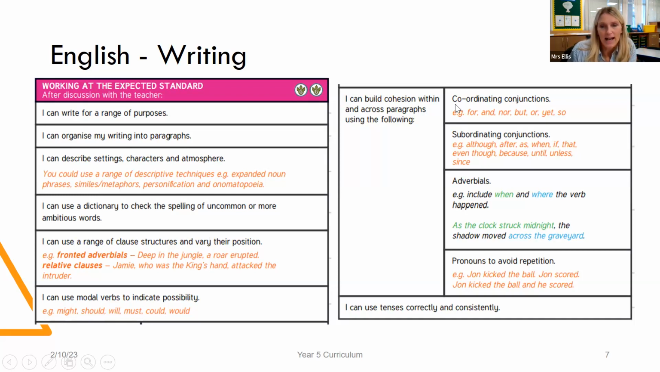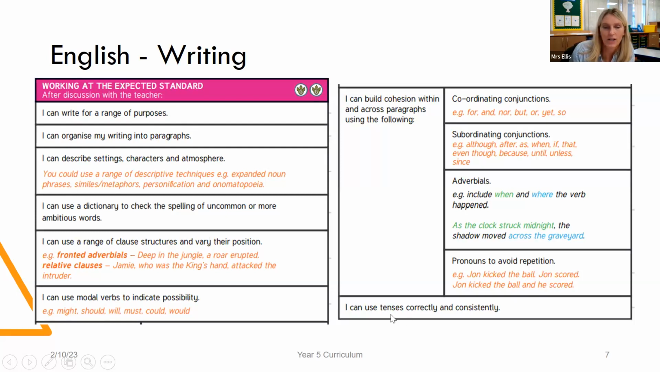And then we look at how we build on cohesion within our paragraph writing. So using coordinating conjunctions to join sentences together and subordinating conjunctions to extend our sentences. We look at using adverbials and looking at pronouns to avoid repetition. So rather than saying John all the time, we look at then how we could use he, kick the ball, my, and looking at those different pronouns as well.